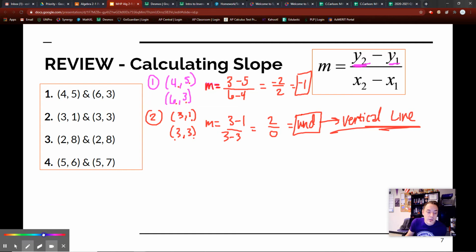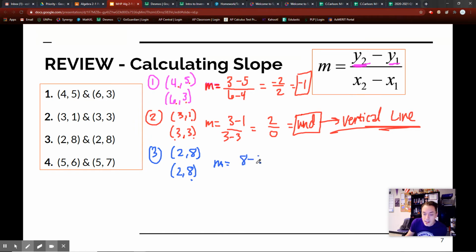Now, if I go to 3 here, let's do this. So 2, 8, and then all over 2, 8. They're the exact same point. So what is this going to be? Like, this is no solution. What is this? So let's try it. Boom, boom. So this is actually 8 minus 8, and then boom, boom. So that is 2 minus 2. So this is 0 all over 0. What is this? This is still undefined, okay? Just like I said on the video yesterday.